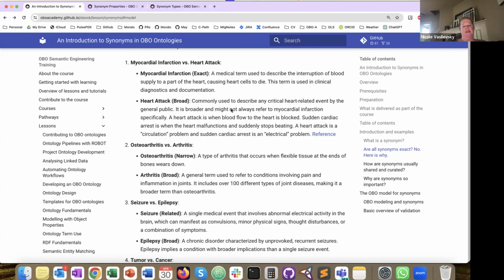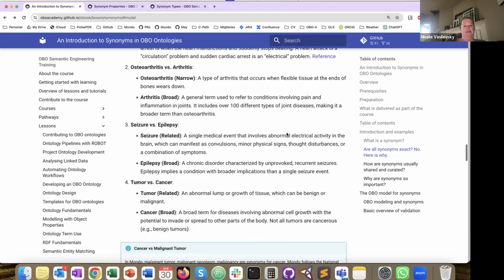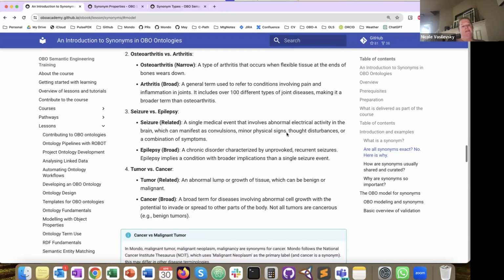And then heart attack is actually a broader, more general terminology. This is when the blood flow to the heart is blocked, and not to be confused with sudden cardiac arrest. This is when the heart malfunctions and stops beating. It should be noted that a heart attack is a circulation problem, and a sudden cardiac arrest is actually an electrical problem. So they have the same kind of outcome, but they are not caused by the same underlying cause.